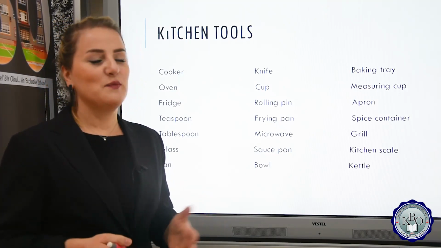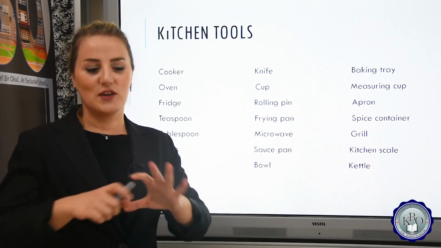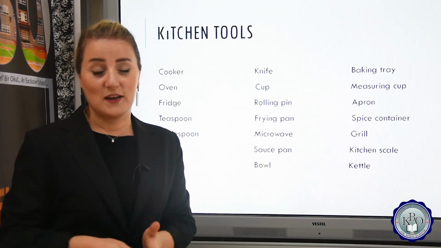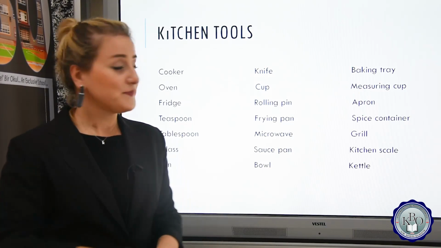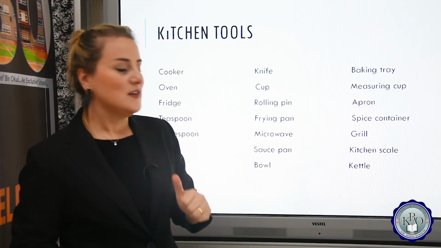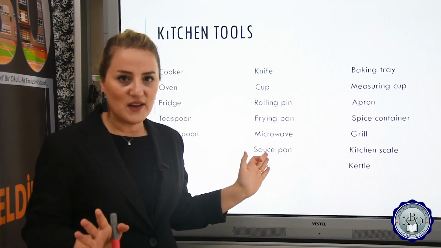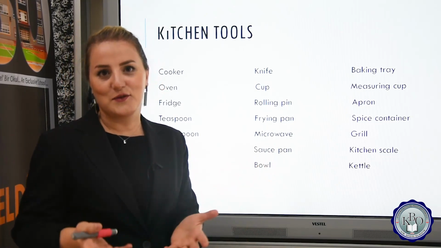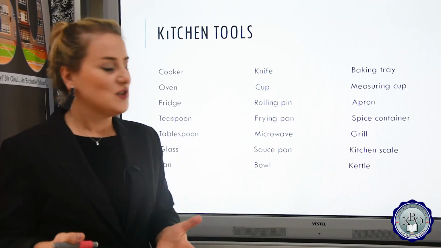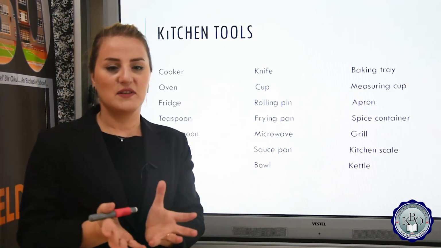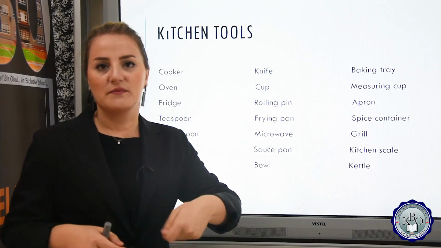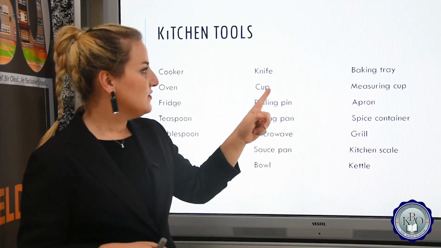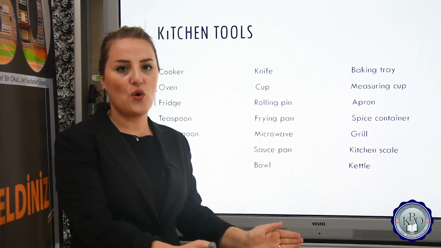So cup, rolling pin, let's go on with the rolling pin. Okay, it's a kind of long stick that you use to roll the dough. So if you want to make a pizza again, you need a rolling pin. Frying pan, I said before. Microwave, it's a kind of oven again. It cooks in a very short time. Saucepan, it's a pan that you use while you are making a sauce. And bowl is a very deep container. For example, you want to mix or beat the eggs inside of it. Baking tray is a kind of sheet that you put into the oven.